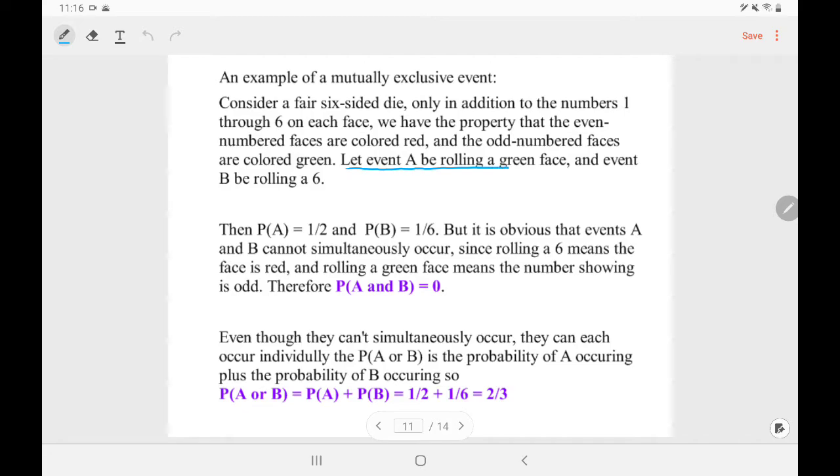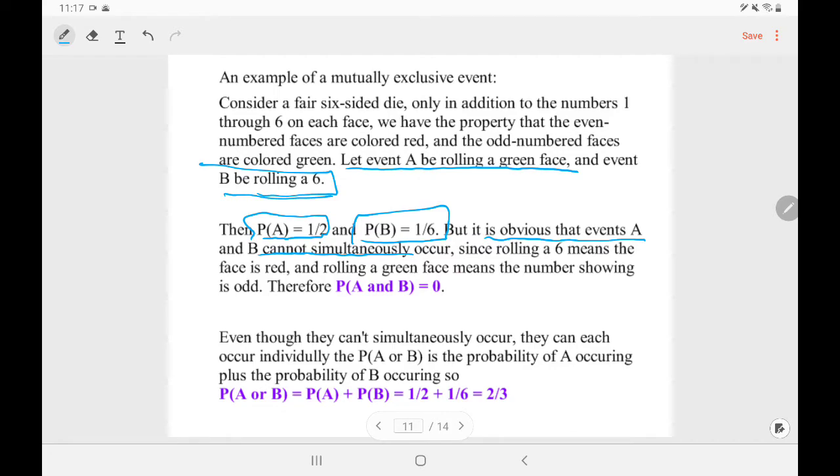Let event A be rolling a green and let B be rolling a 6. So what is the probability of A happening? Well, if I'm rolling a green, all of the odd numbers are green. So that's half of them. So the probability of A is 1/2. The probability of B is 1/6 because I'm rolling a 6. That can only happen 1 out of 6. But obviously A and B cannot simultaneously happen. Those are mutually exclusive.